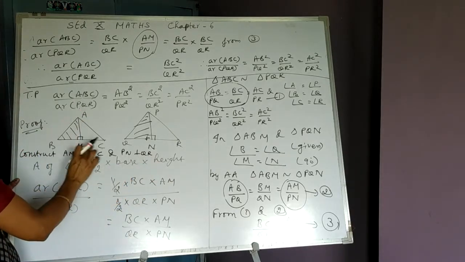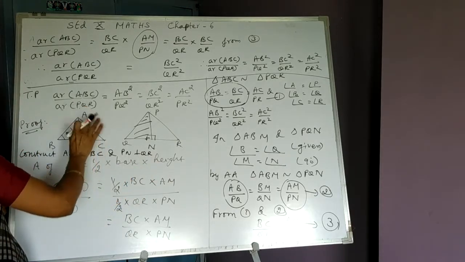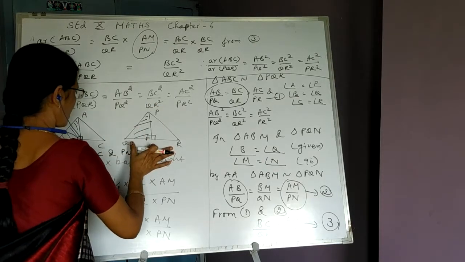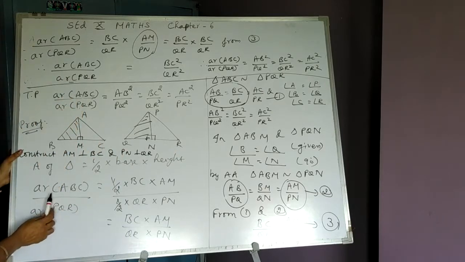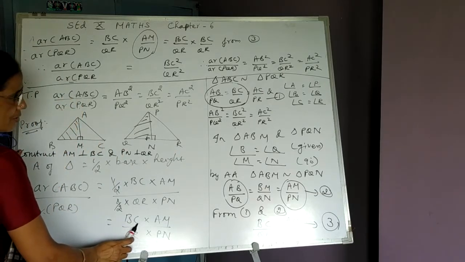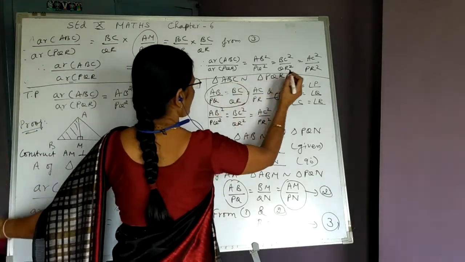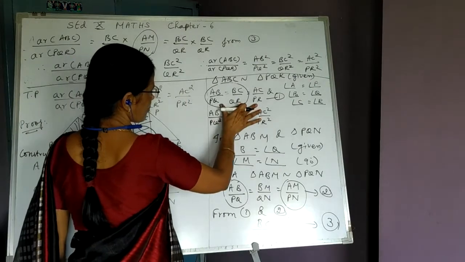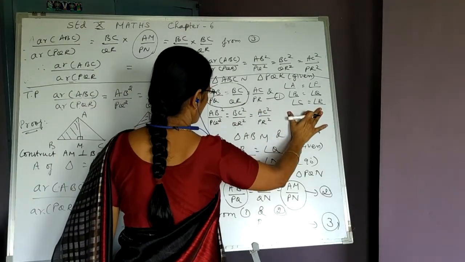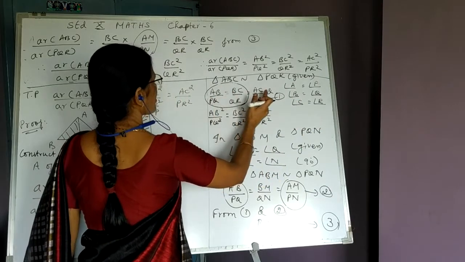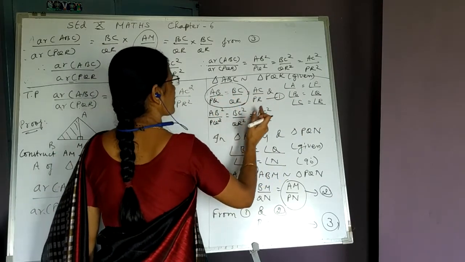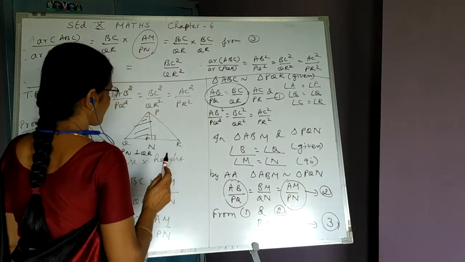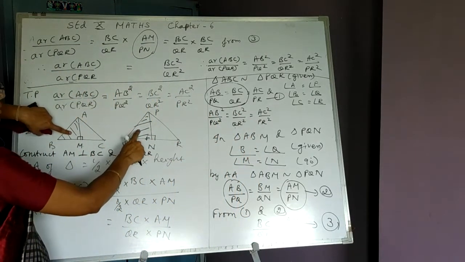So, we have found the area for triangle ABC, which is half into AM into BC, and for this triangle, half into PN into QR. We have to find the ratios. Therefore, we have divided one by the other. We get this result. Why is ABC similar to PQR? It is given in the theorem. So corresponding sides are proportional, corresponding angles are equal. If the ratios are proportional, the squares are also proportional. Therefore, we have taken squares for this. We are getting they are equal. Then we proved these two triangles are similar.